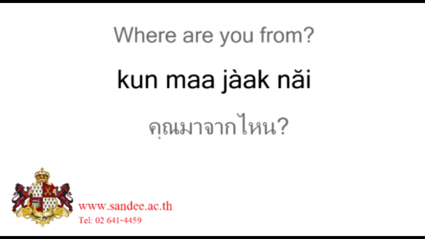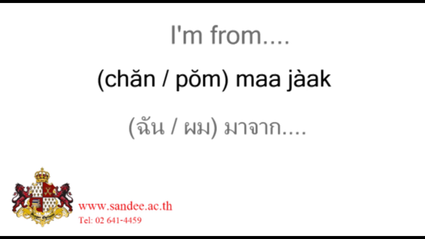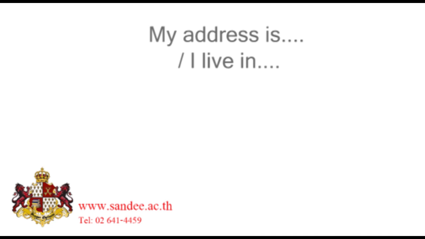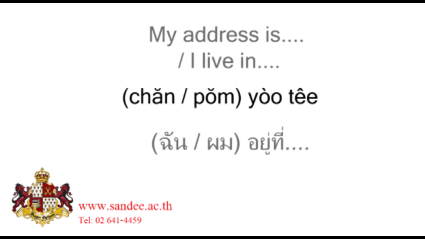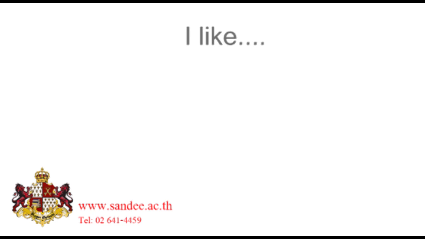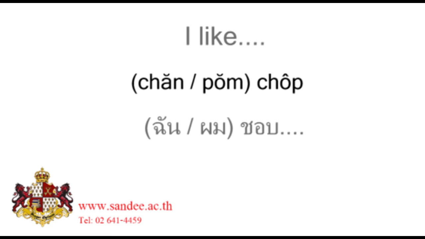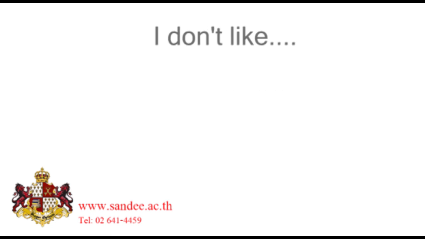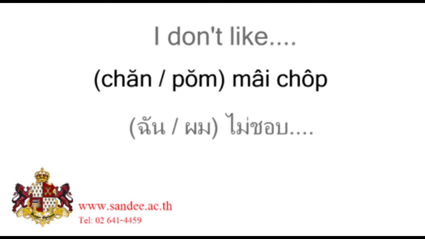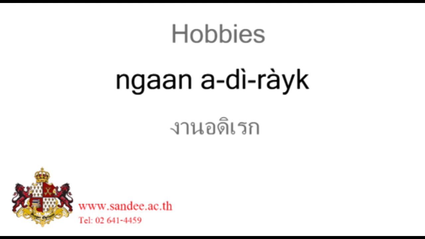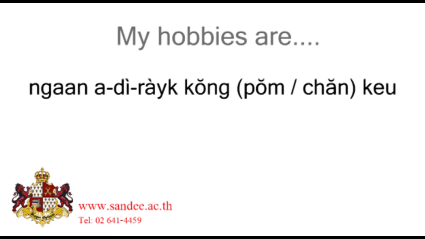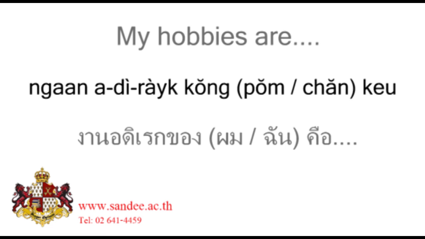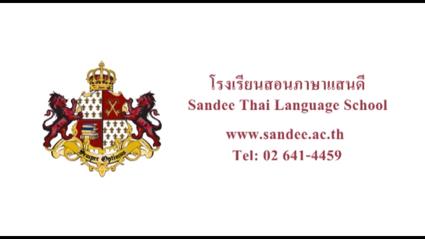คุณมาจากไหน? I'm from ฉันมาจาก, ผมมาจาก. My address is, I live in, ผมอยู่ที่, ฉันอยู่ที่. I like ฉันชอบ, ผมชอบ. I don't like ฉันไม่ชอบ, ผมไม่ชอบ. Hobbies งานอดิเรก. My hobbies are งานอดิเรกของผมคือ, งานอดิเรกของฉันคือ.